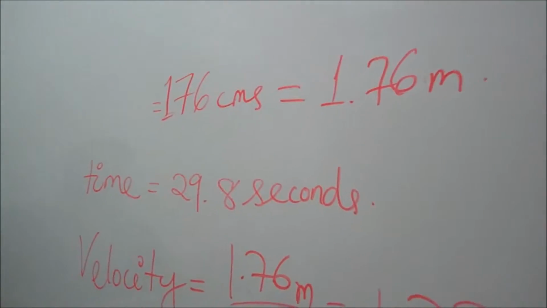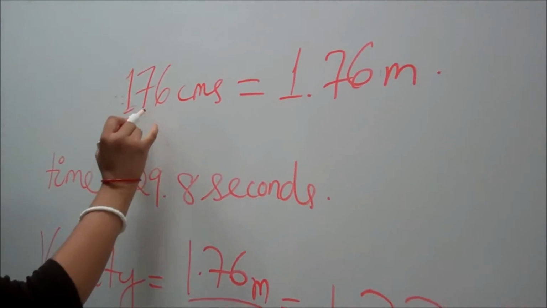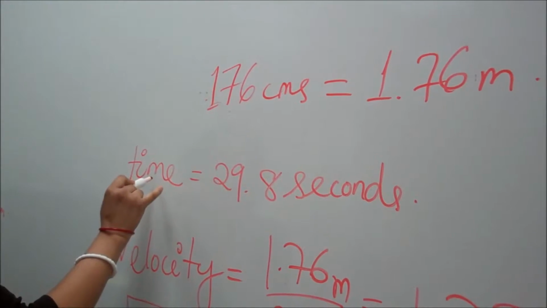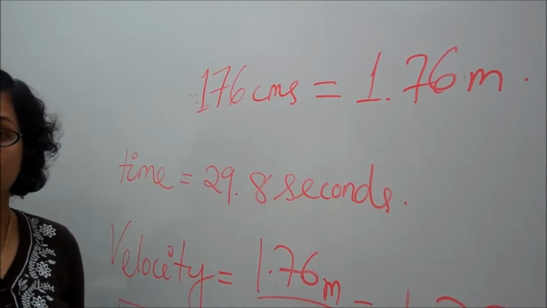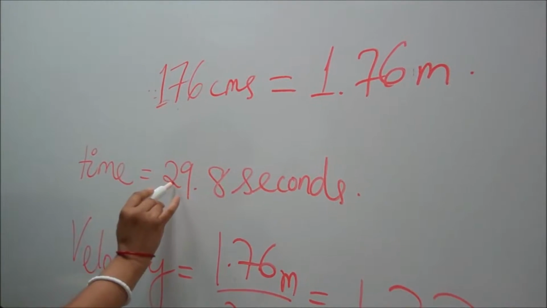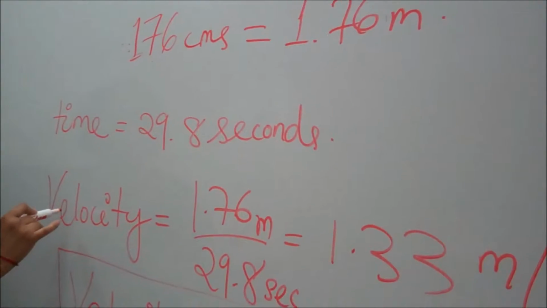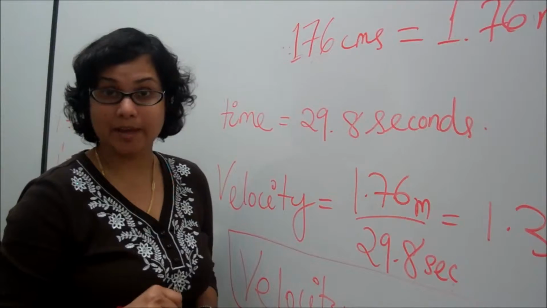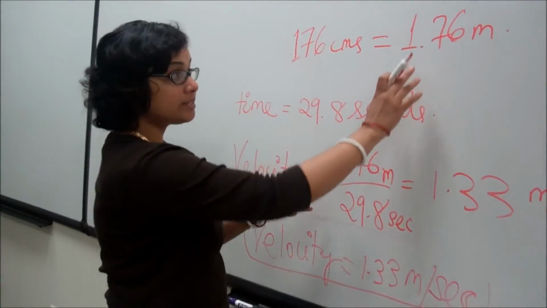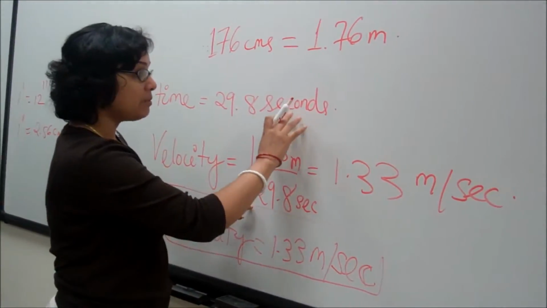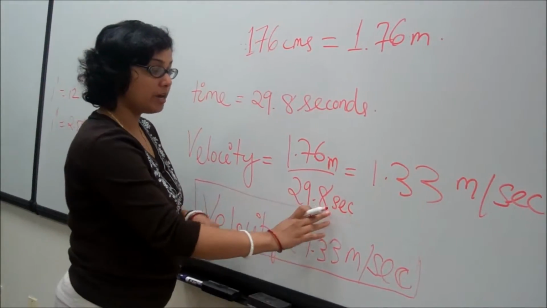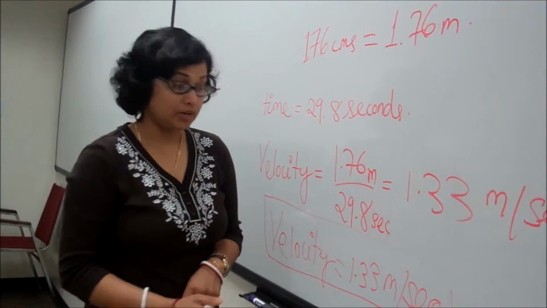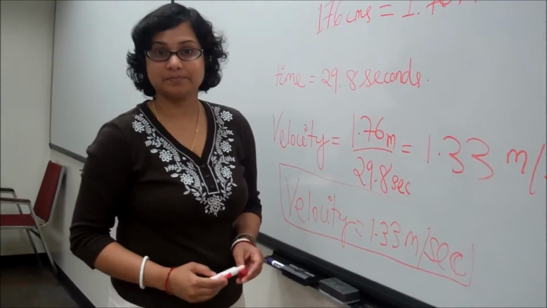176 centimeters is equal to 1.76 meters. The time it took from the start till the end is 29.8 seconds. Velocity is equal to displacement over time. Our displacement in this case is 1.76 meters and the time it took was 29.8 seconds. If you divide these two values, we'll get 1.33 meters per second, which is our velocity.